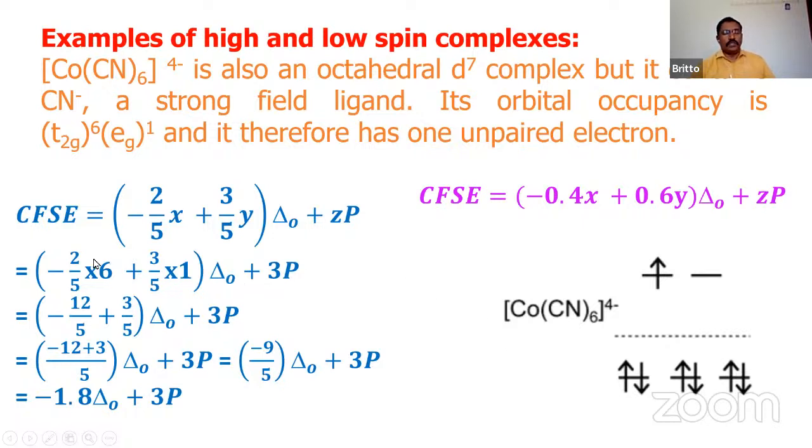If you substitute in the formula, you get minus 2 by 5 into 6 plus 3 by 5 into 1, multiplied by delta O plus 3p. All the 3 T2G orbitals are paired, so 3 times pairing energy, 3p. So 6 2s are 12, minus 12 by 5 plus 3 by 5, so you get minus 9 by 5 delta O plus 3p. Minus 9 by 5 is minus 1.8 delta O plus 3p. So this is how you calculate the crystal field energy.